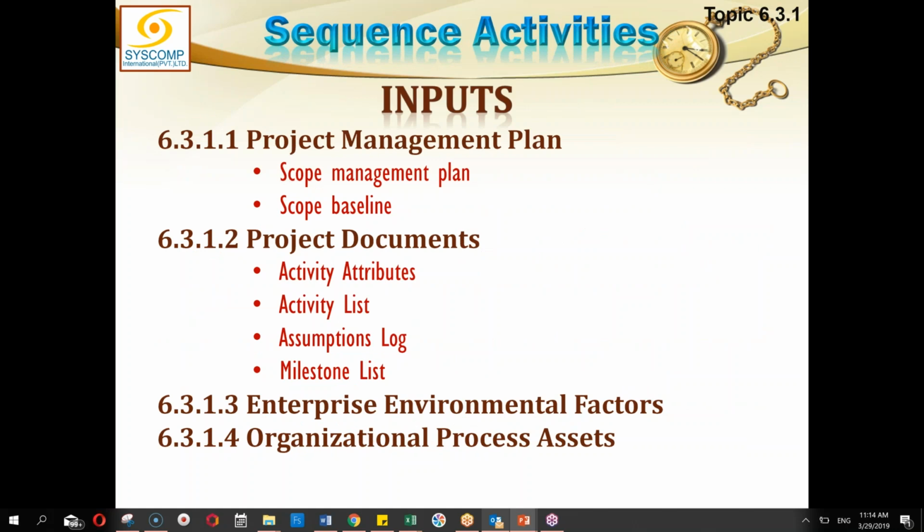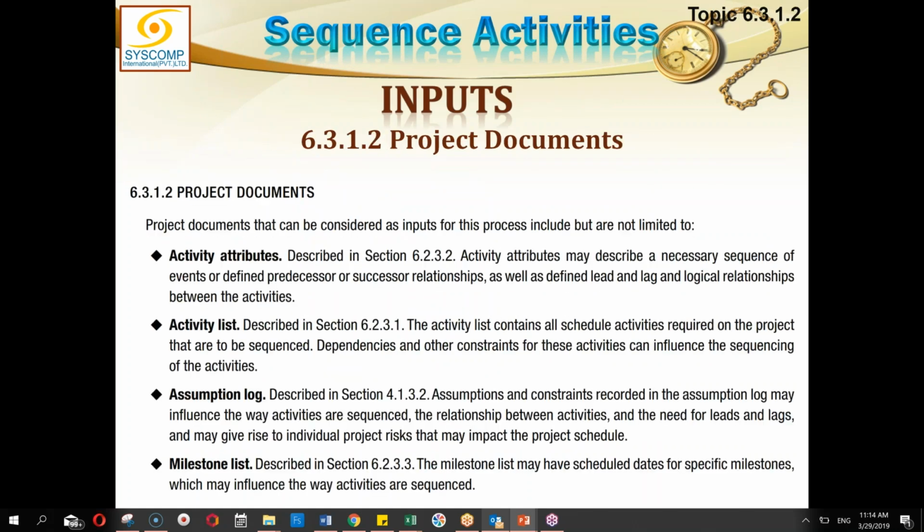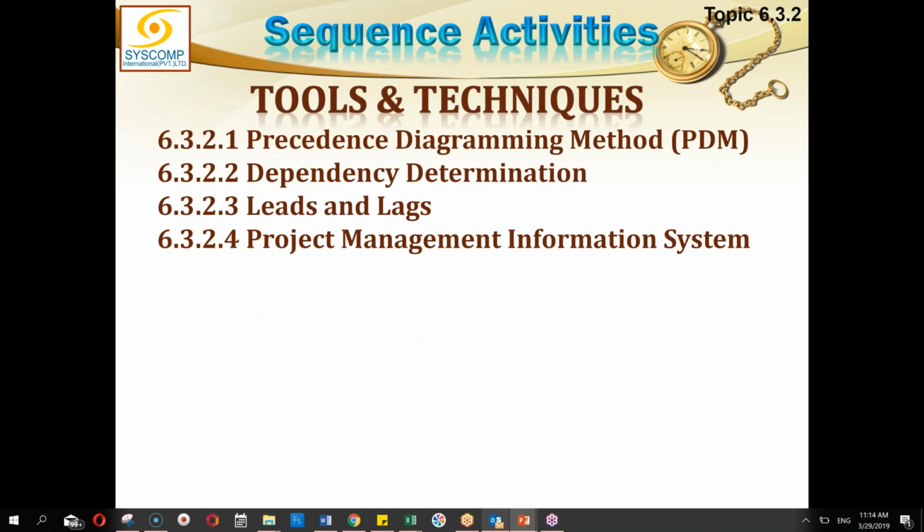So we are clear about the inputs. There is nothing to explain here. Tools and techniques, yes, of course, we want to talk about it.